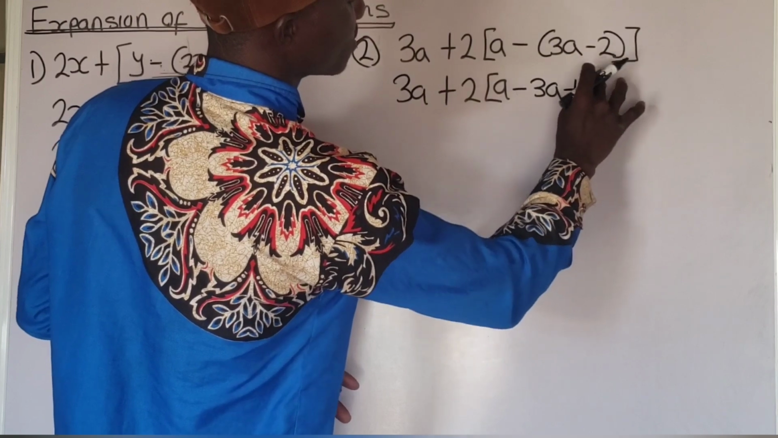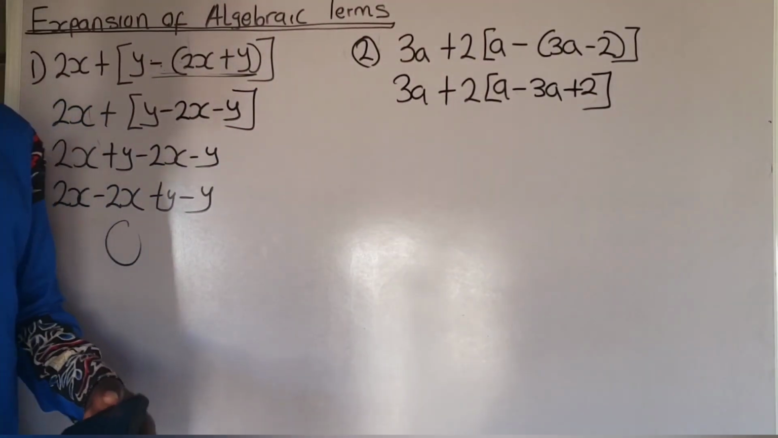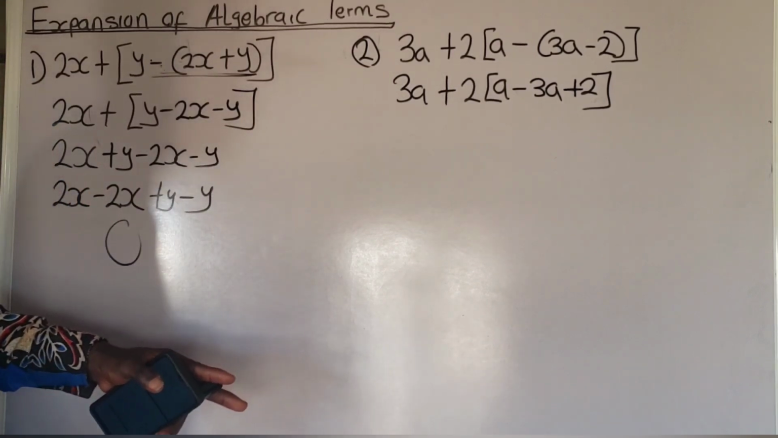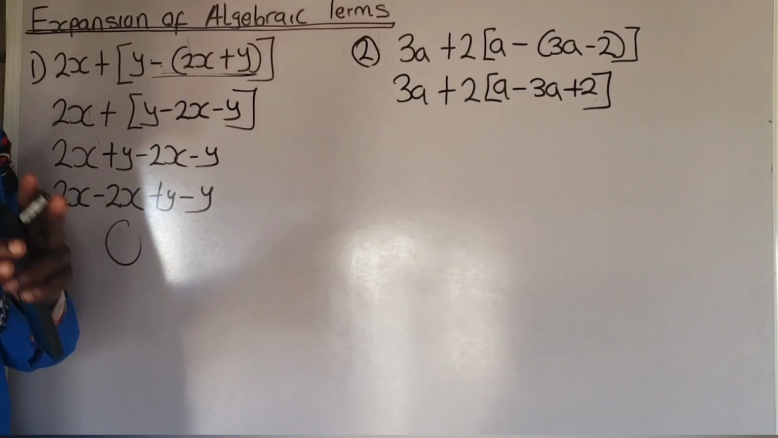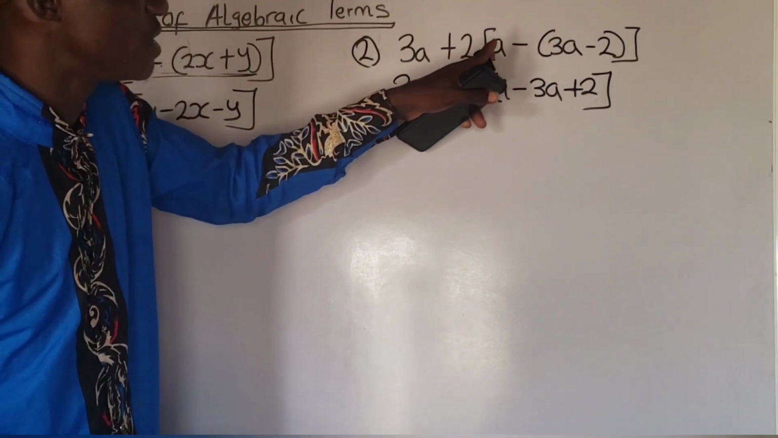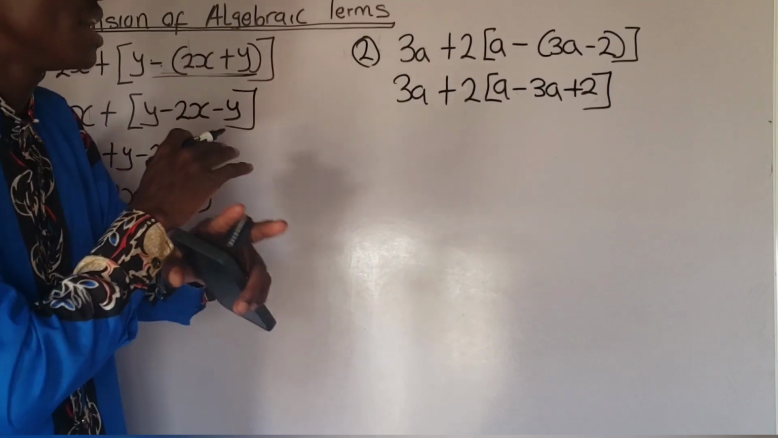Okay, there is no need of this bracket again, so we are left with only this bracket. The aim of expansion, don't forget, is to remove barriers. You see, we have how many barriers here? We have the first barrier and the second barrier. So the aim of this expansion is to remove barriers.